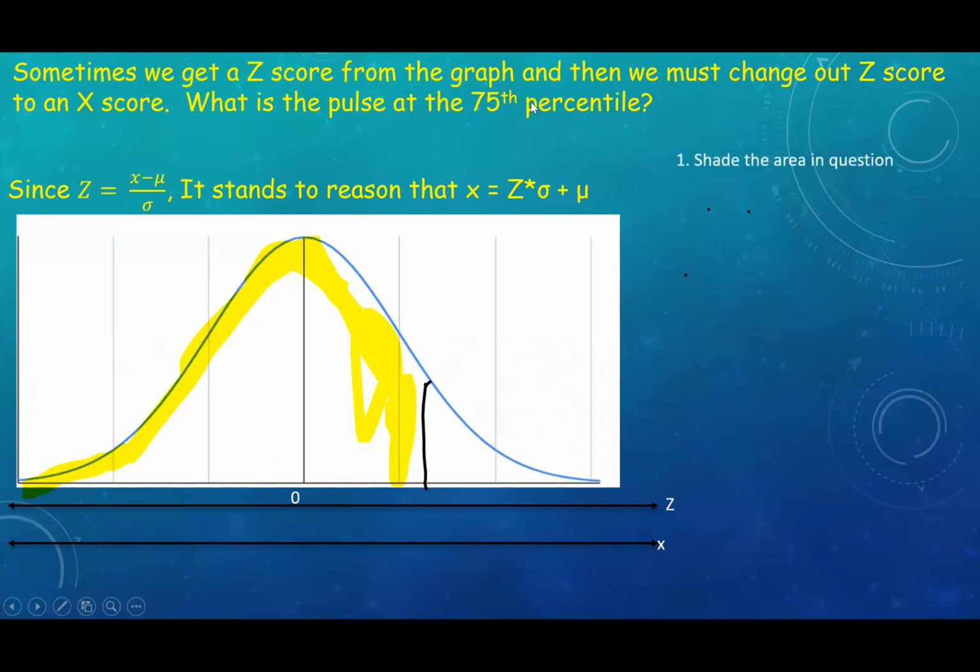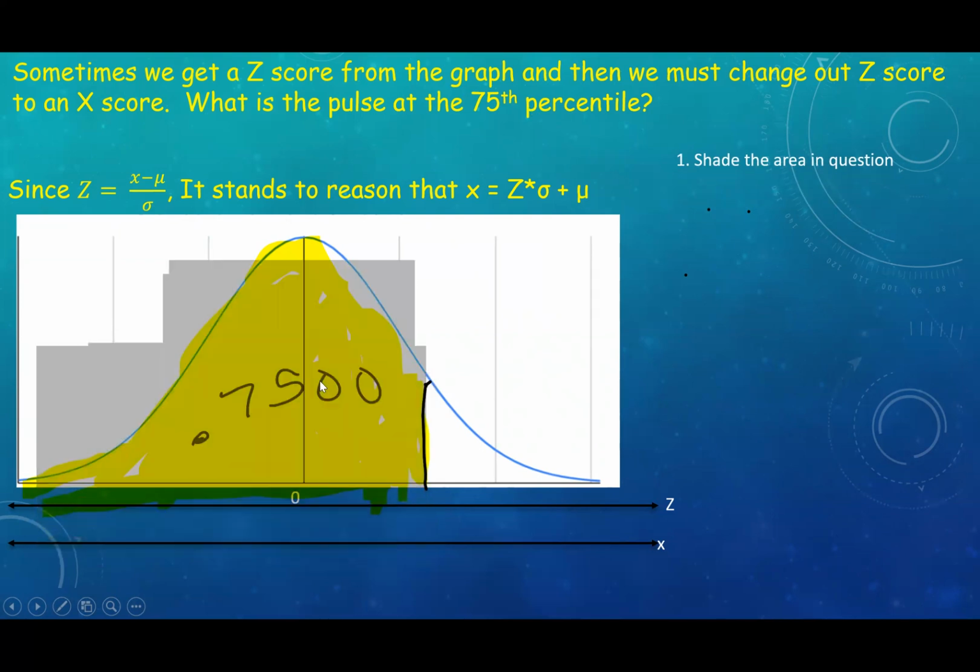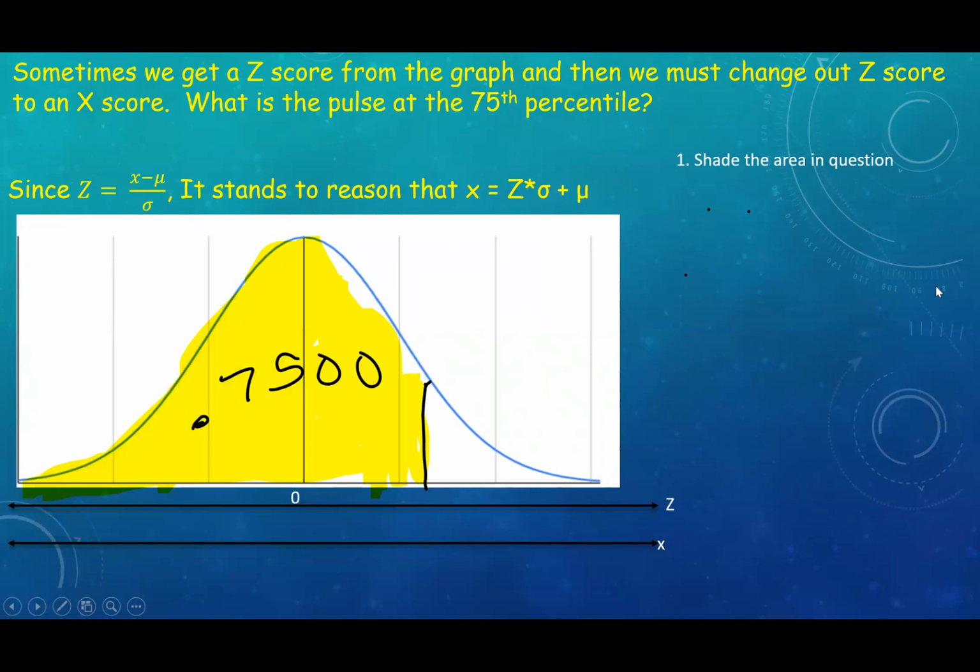So for the 75th percentile, we want to shade the area in question, which is all of this. And we know that that area is equal to 0.7500. Then we want to use the table and work backwards to find the z-score. So when we look at the table, we see that the z-score is 0.67.